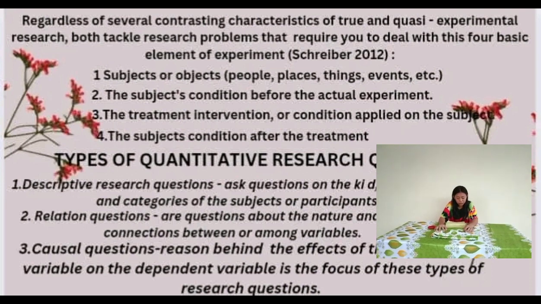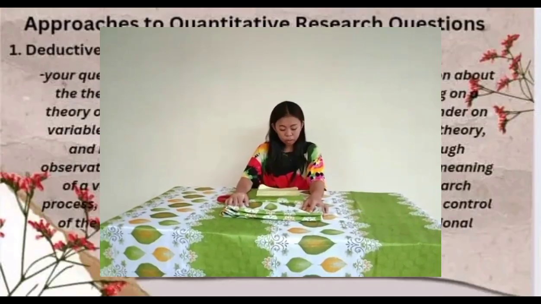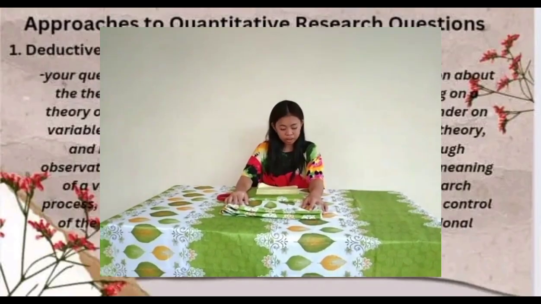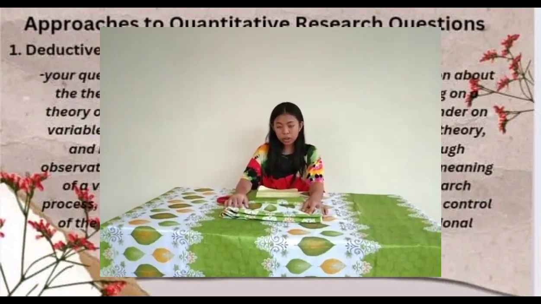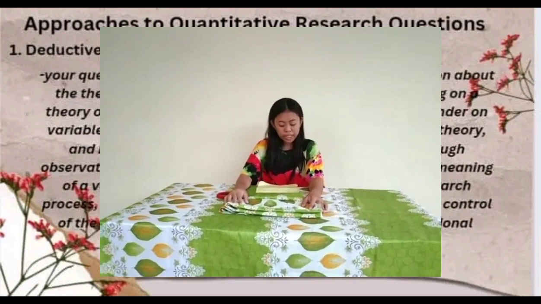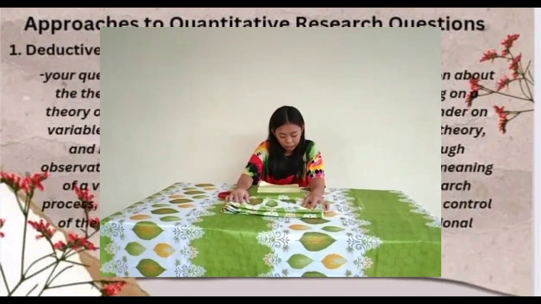Third, causal questions. The reason behind the effect of the independent variable on the dependent variable is the focus of this type of research question. Approaches to quantitative research questions. Likewise, you may start asking research problems or research questions based on any of these two approaches. There are two types of approaches.